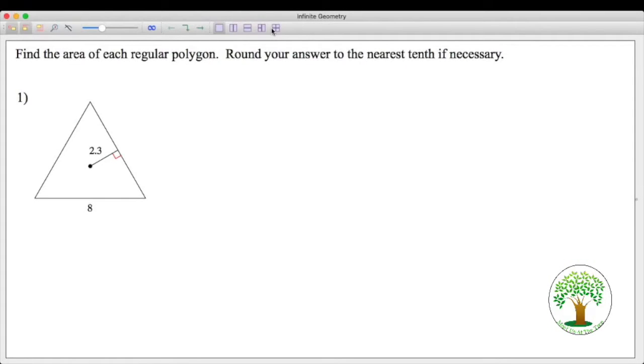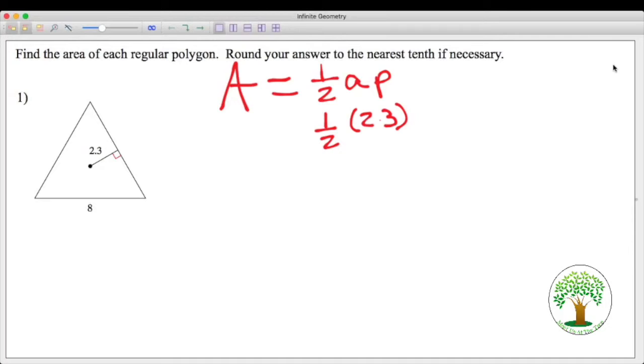All right, so we're going to find the area of each regular polygon. It says round your answer to the nearest tenth if necessary. I'm going to put the formula up. Area equals 1/2 the apothem times the perimeter. What is the apothem in this diagram? 2.3. So I have my 1/2, 2.3, and the perimeter is what?